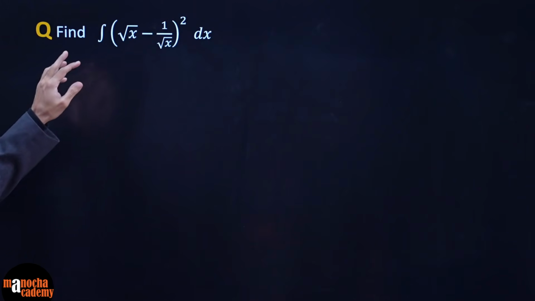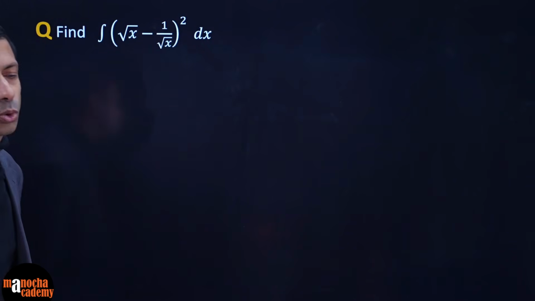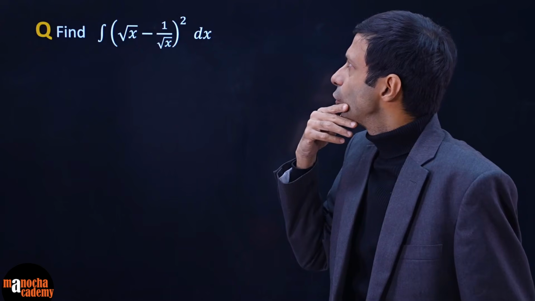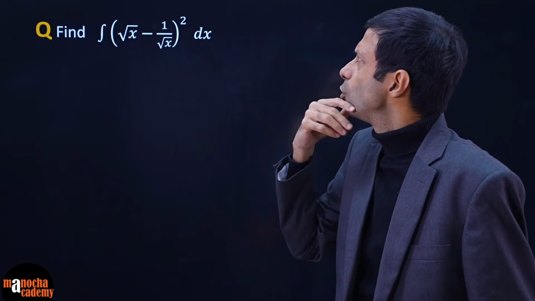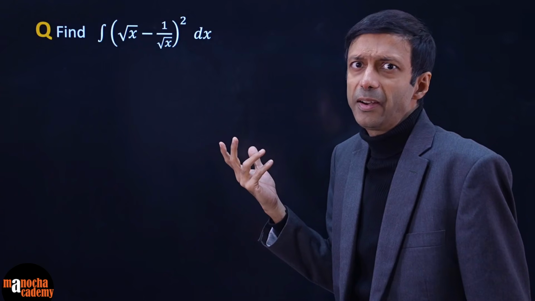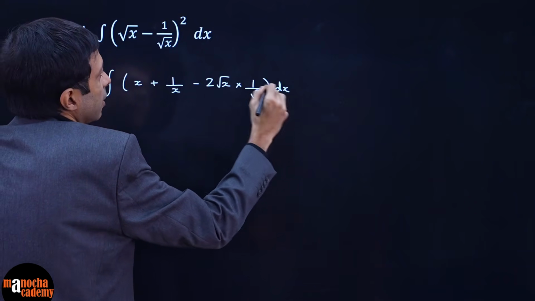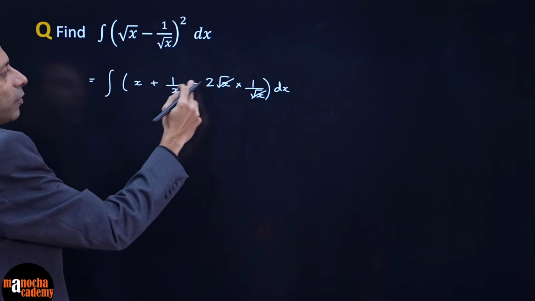Next one, let's try. Integration of (root x minus 1 by root x) whole square dx. So now you can see the question is a little more complicated. There's root x minus 1 by root x, and integration of that, but it's something to the whole square. There's no direct formula here that I can apply, right? So what you can do here is expand it algebraically and simplify it. More than an integration sum, it is first an algebra sum. So you just use the a minus b whole square formula: a square plus b square minus 2ab. So it will basically become root x whole square, which is x, plus 1 by x, minus 2 root x times 1 by root x, dx. This part will get cancelled. Got it? So integration of x plus 1 by x, basically this.